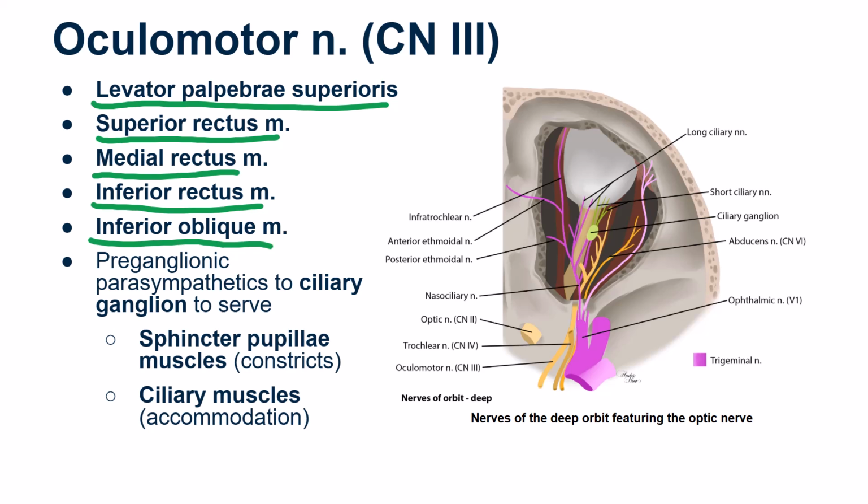And in addition to doing all of that heavy lifting, it also conducts the preganglionic parasympathetic fibers to the ciliary ganglion of the orbit, from which postganglionic fibers go out to the sphincter pupillae muscles, which are responsible for the constriction of the pupil, as well as the ciliary muscles, which are responsible for accommodation.